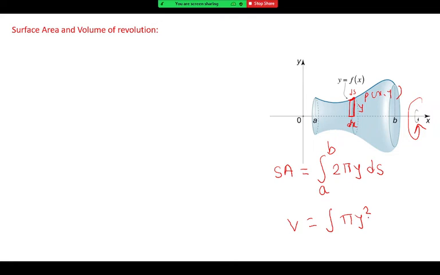Instead of ds, why are we taking dx? ds is a curved length, while dx is the thickness or height of that solid. So pi y square dx from a to b again gives us the volume. Those are the only two formulas you should remember, the two most important formulas. Surface area is 2 pi y ds, while the volume is pi y square dx.